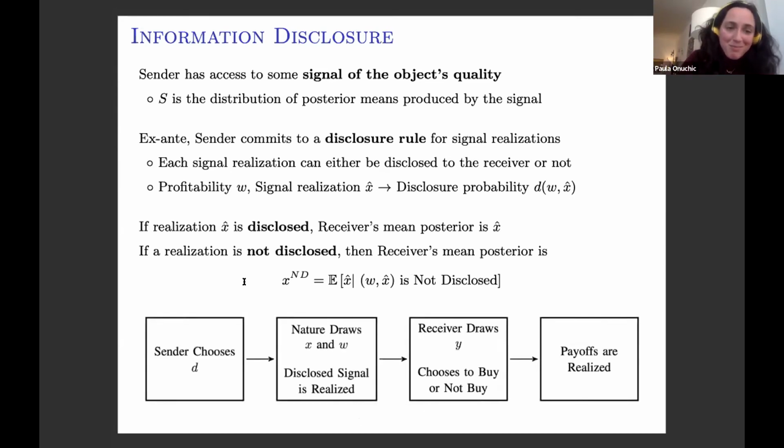So let me say exactly what the timing is. First of all, the sender is going to commit to this disclosure rule D. Next, nature is going to draw the quality and the profitability of this object, and the disclosed signal is going to be realized according to the disclosure rule that the sender picked. Finally, the receiver is going to draw his outside option Y, and choose whether to buy this object or not. In particular, he's going to buy this object whenever his posterior mean is higher than his outside option.